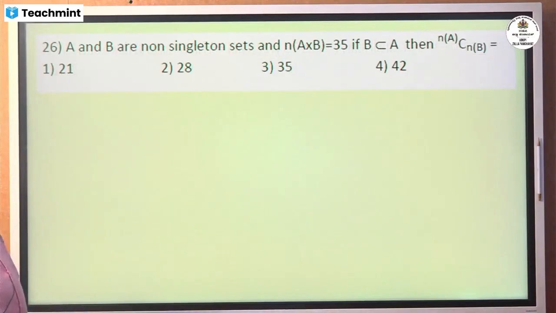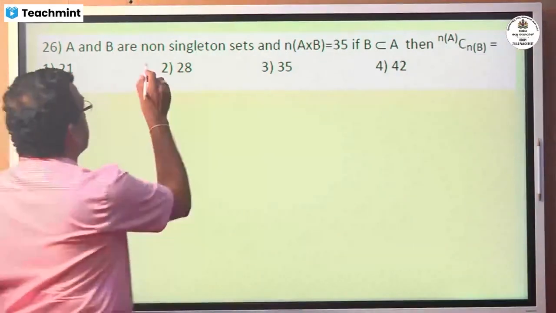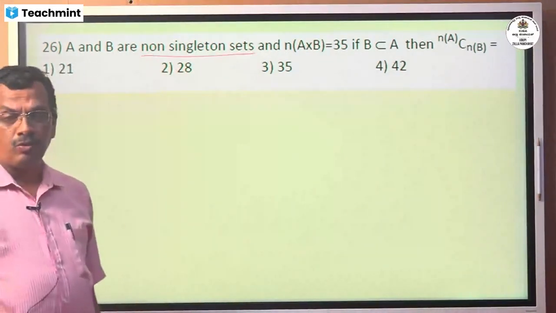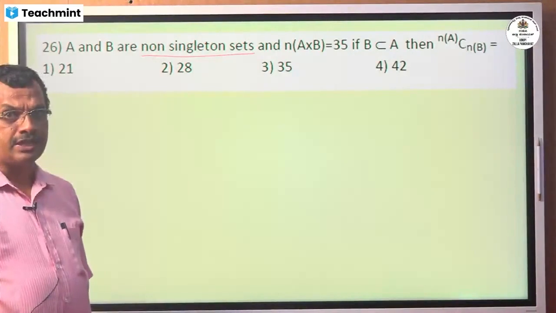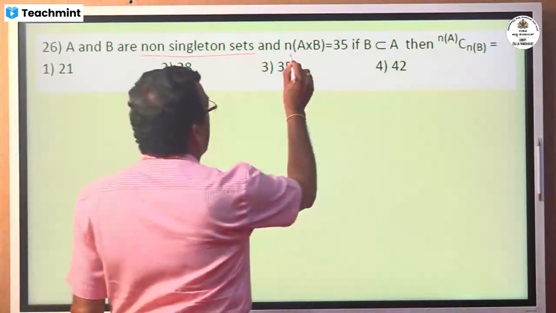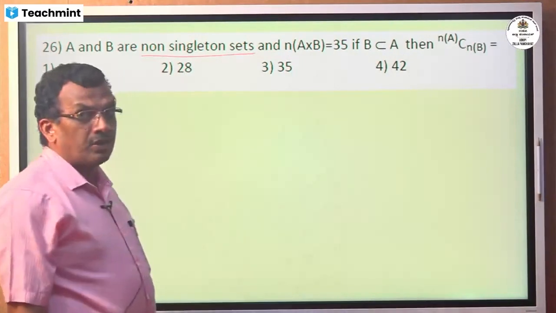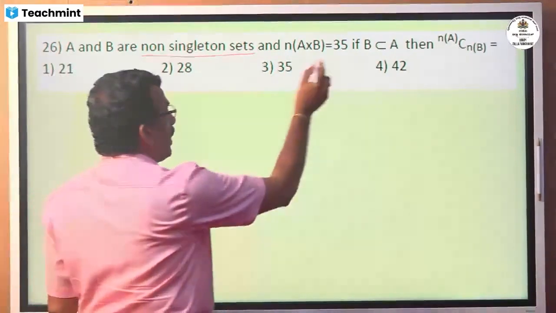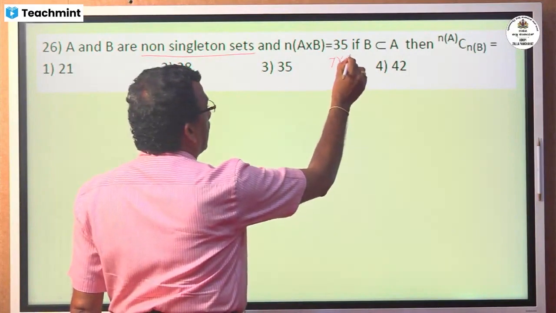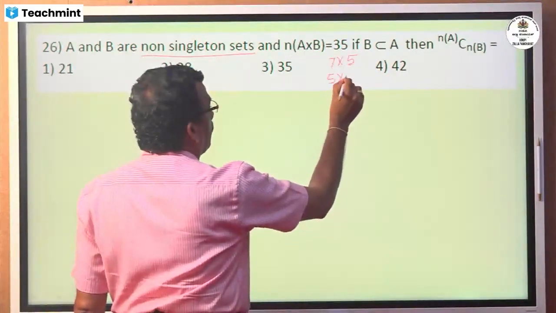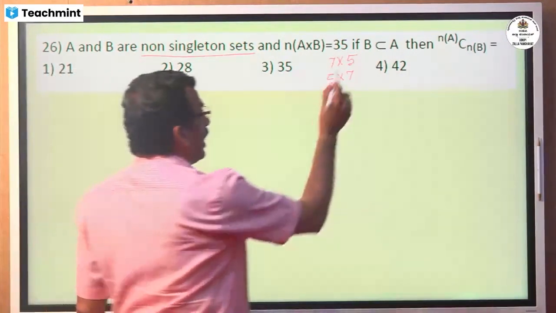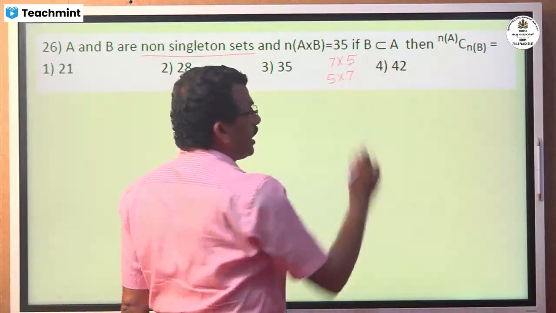A and B are non-singleton sets. What do you mean by singleton sets? Sets having only one element is called a singleton set. They are non-singleton sets with n of A cross B equal to 35. N of A cross B equal to 35 means 35 can be written as 7 into 5 or 5 into 7, with a condition that B is a subset of A.